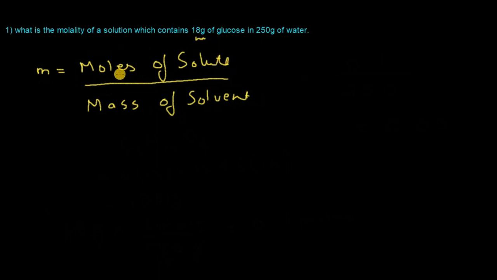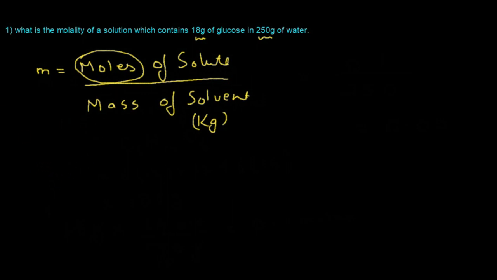First of all, we'll have to convert that into moles. And secondly, they have given 250 grams of water. We need to convert 250 grams into kilograms. We need kilograms in the denominator. So you can proceed by first converting 18 grams into moles and then 250 grams into kilograms and then divide it as we had done in previous videos, or we can use a shortcut formula for molality.